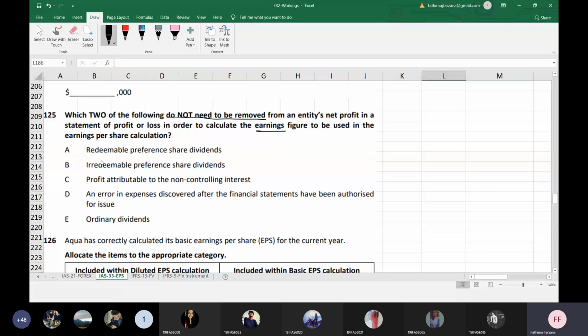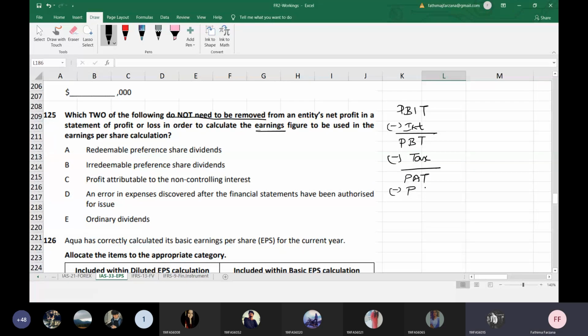We'll go one after the other. Which should not be removed? Just tell me the order first. So we'll have profit before interest and tax. From this, we subtract interest. Then we'll have PBT, less tax. So we'll have profit after tax. Then from profit after tax, we'll give to preference shareholders.